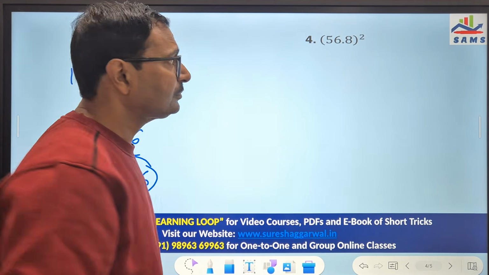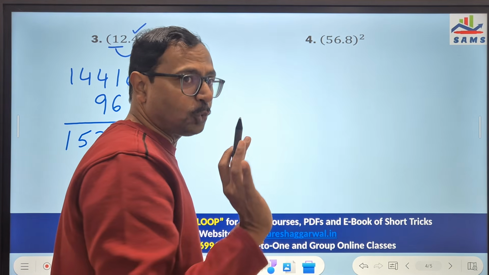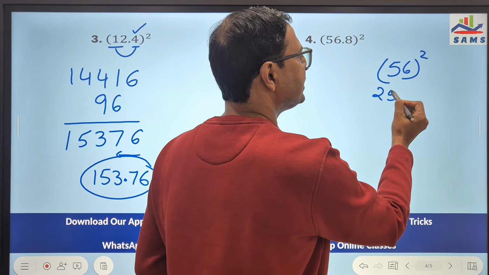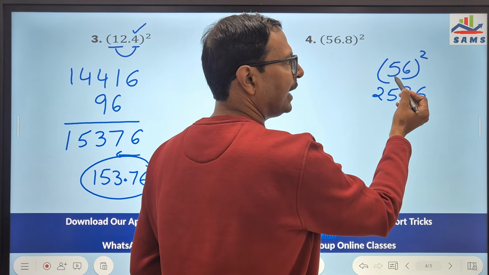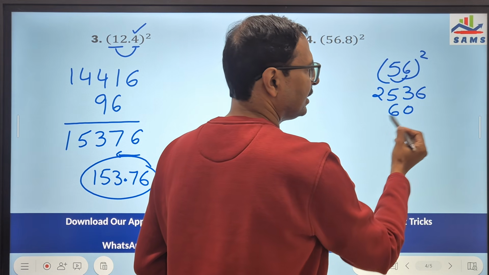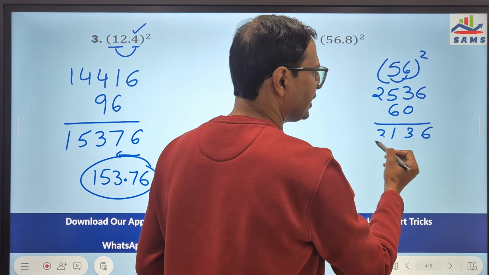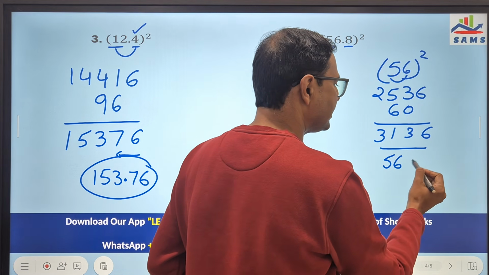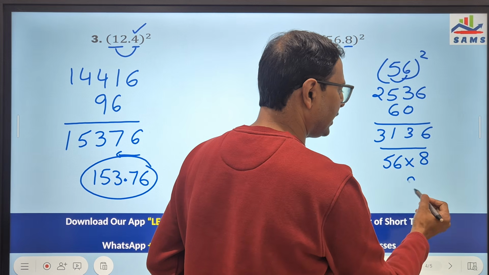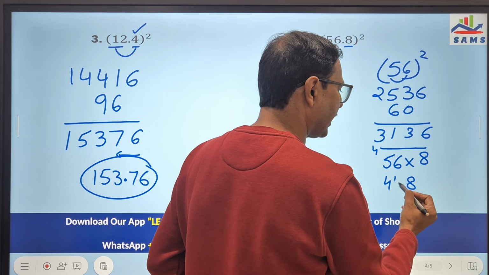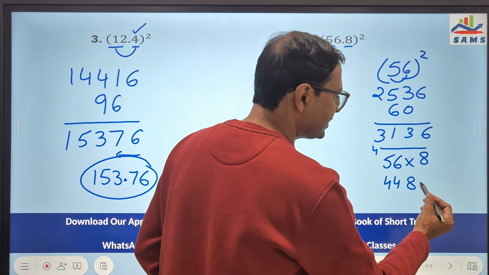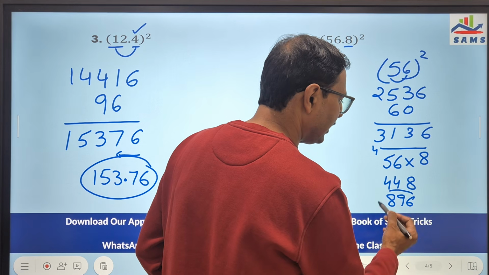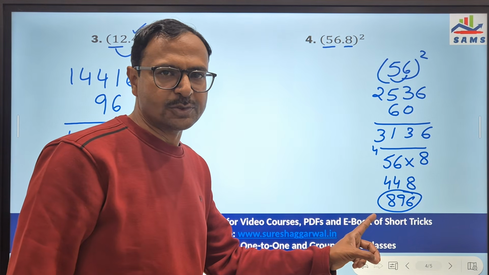Let's have one more. 56 and 80. So I need two numbers first. I need 56 square, which is 3136. A square, B square, and then 6 5s are 30, double 60. So 6, 3, 1, 3, 3, 1, 3, 6. And then 56 times 8. So if you do 56 times 8, you will get 8 6 are 48, 8 5s are 40, 44, right? 448. And double of this is 896.